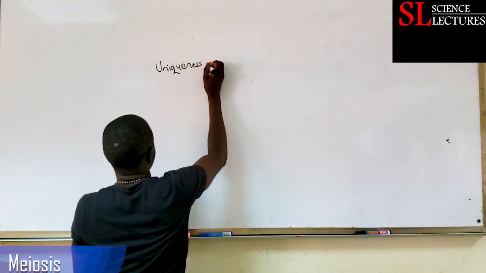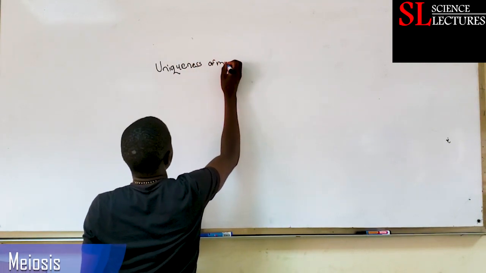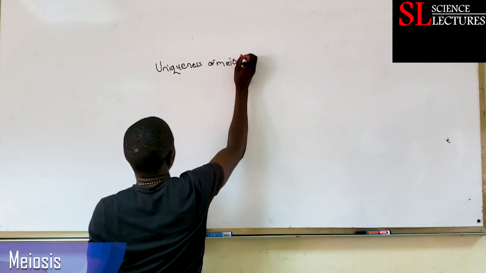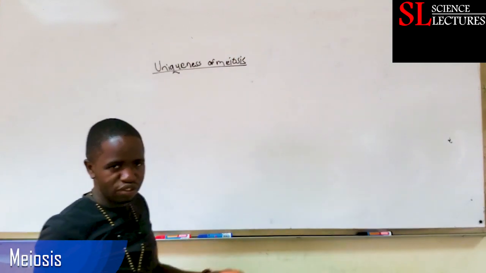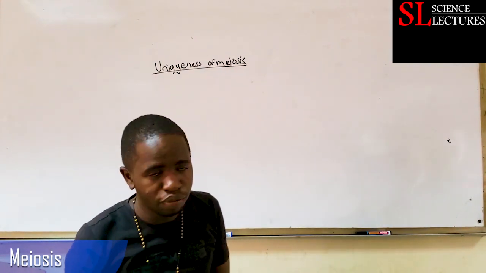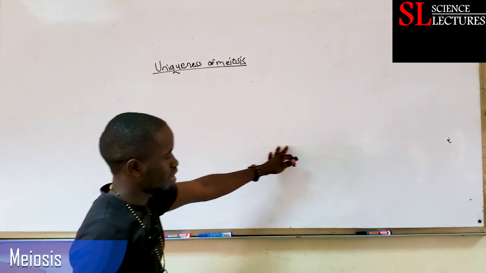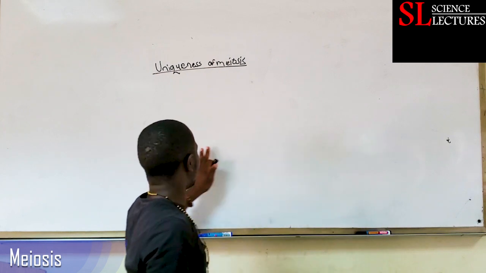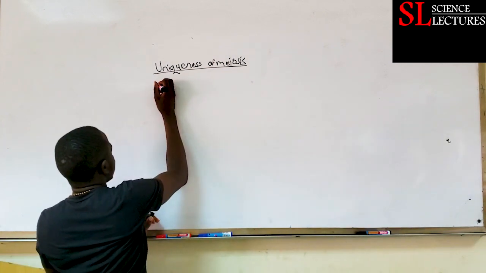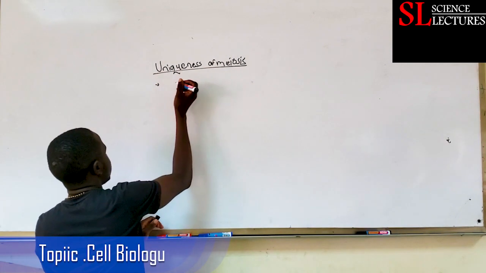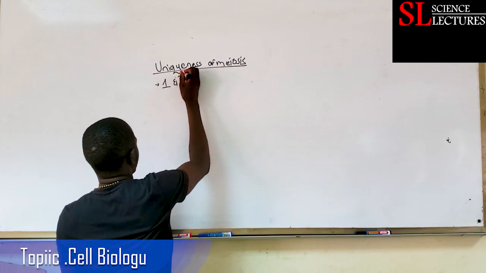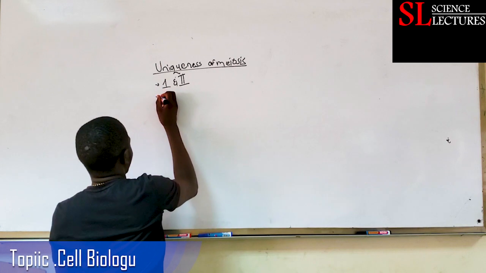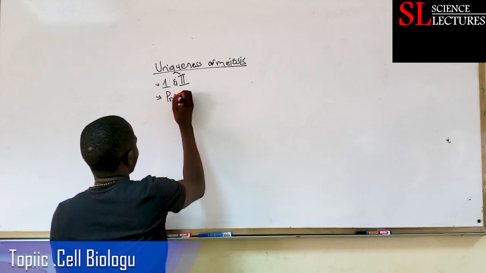I want us to look at, lastly, the uniqueness of meiosis. What makes meiosis different from other forms of cell division? What makes it different from mitosis? What makes it different from fission, as you saw in the earlier series? So number 1, meiosis happens in 2 stages, that is meiosis 1 and meiosis 2.